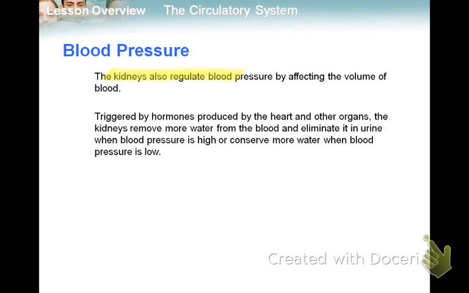The kidneys also contribute to homeostasis with blood pressure. They affect the volume of the blood. Kidneys remove more water from the blood and eliminate it in urine when blood pressure is high. They conserve more water when blood pressure is low.